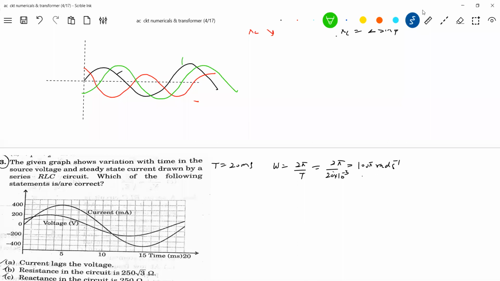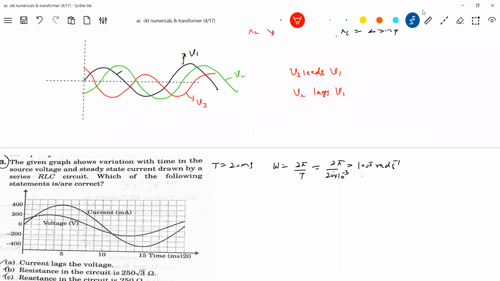So this is V1, this is V2, and the red color one is V3. V1 is having 0 phase, no? And what about V3? V3 leads V1. And what about V2? V2 lags V1. So how to interpret that one? V3 leads V1 and V2 lags V1.